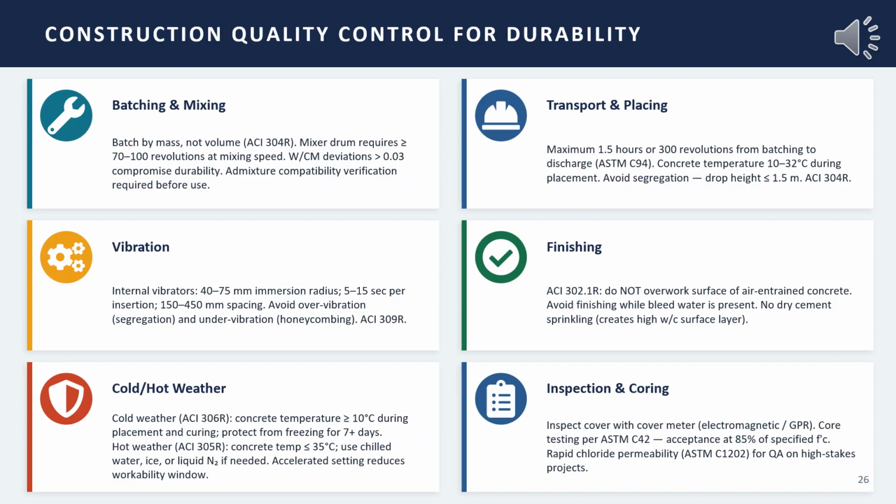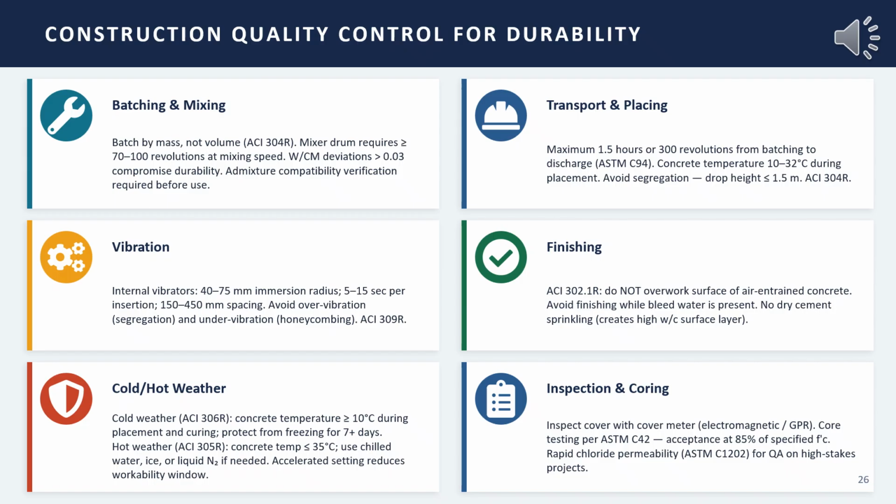The construction quality control for durability. Remember, even the best mix design fails if not executed properly on site. Let me go through the six key construction control points. First one is batching and mixing, second transport and placement, third vibration, fourth finishing, and then the remaining cold and hot weather and so on. So I shall be discussing these with you in detail.